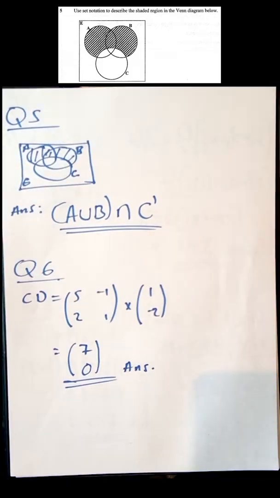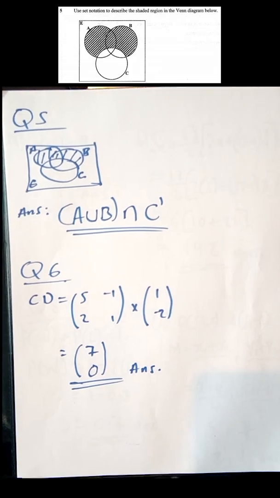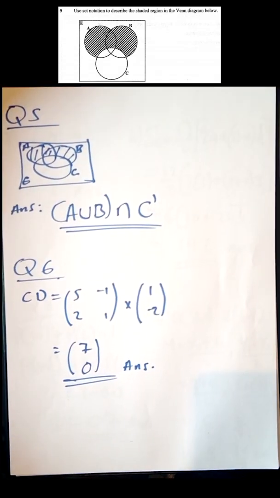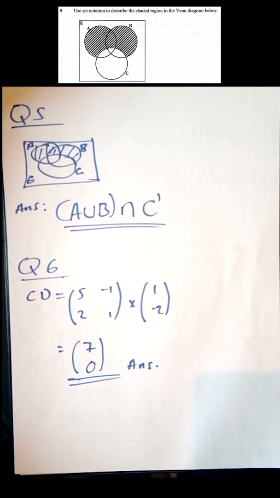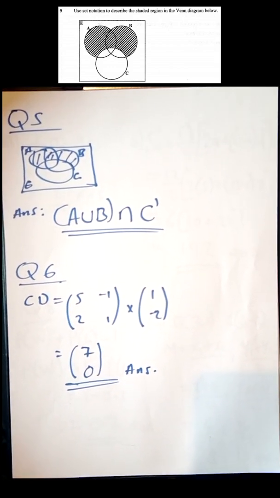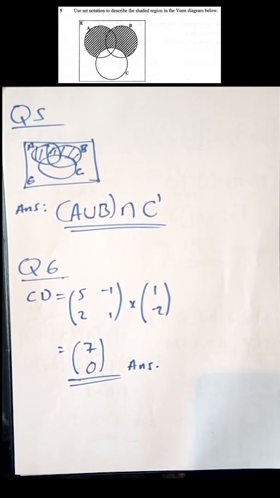Let's move on. We come to question number 5. Question number 5, it is actually a set. You are given a Venn diagram. Then you are told to describe this Venn diagram using set notation.